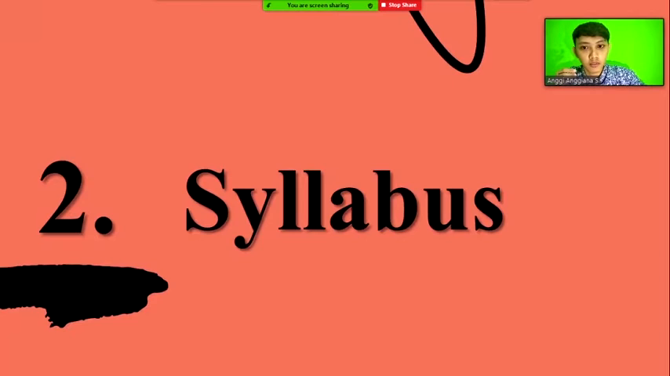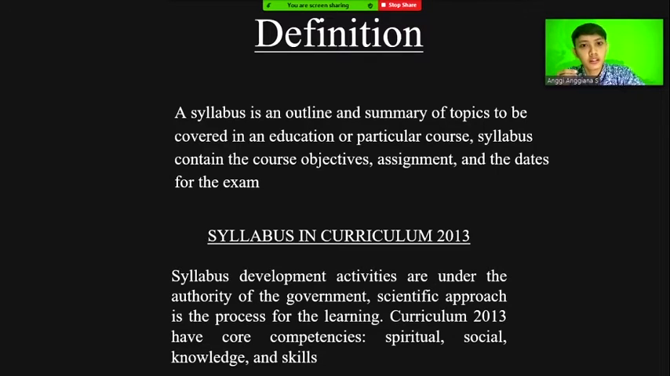Next is about syllabus. The definition of syllabus: a syllabus is an outline and summary of topics to be covered in an education or particular course. A syllabus contains the course objectives, assignments, and the dates for the exam. Of course, there is an exam. And syllabus in Curriculum 2013: syllabus development activities are under the authority of the government.